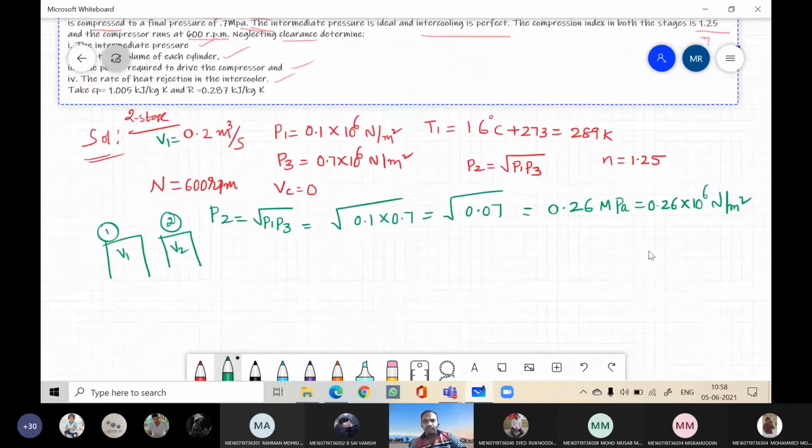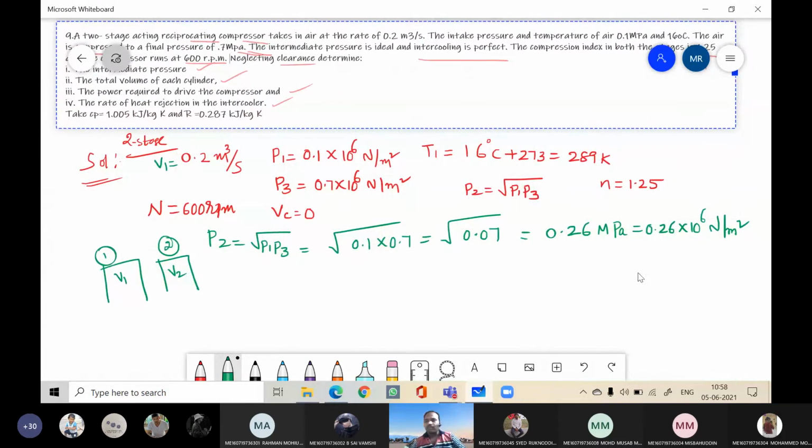Swept volume and total volume will be the same, but we need to consider the units. So here VS1, swept volume, is pi by 4 into D square into L. The units are meter cube per revolution, but here V1 units are meter cube per second. How to balance the units? The second part asks the total volume of each cylinder, so VS1 and VS2 we can say are the swept volume of each cylinder.